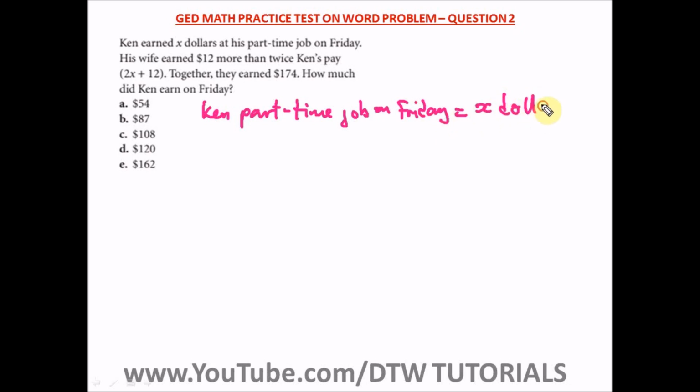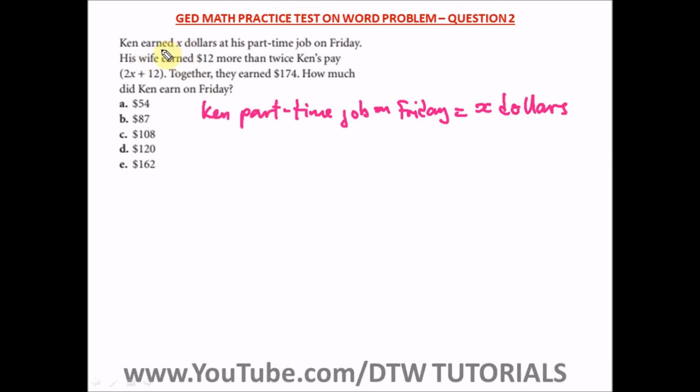Okay, now please during your exam, you don't need to state all this. I'm just doing this so you can understand how to solve word problems. During your exam, you can just go straight. You can just say Ken equal to X dollars, just short abbreviations. Because it's not a theory based question where you have to show all your workings.